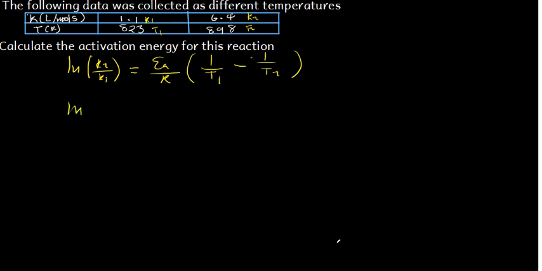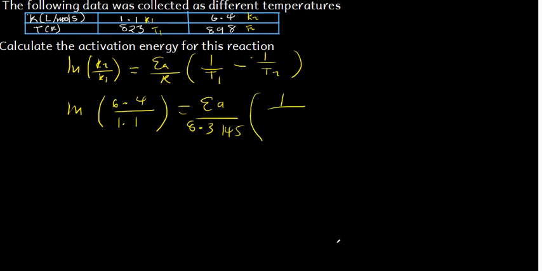So this will give us natural log K2, we can see is there, that is 6.4, divided by K1, which is 1.1, and that is going to be equal to activation energy we don't know. Now R is the universal gas constant, 8.3145. It is in joules per mole Kelvin. And then we've got 1 over temperature 1, it's 823, minus 1 over temperature 2 is 898.